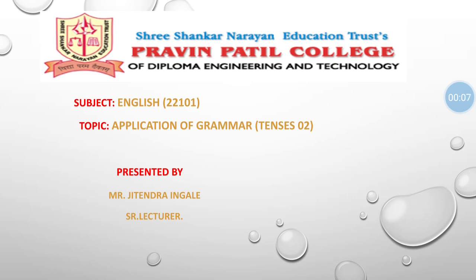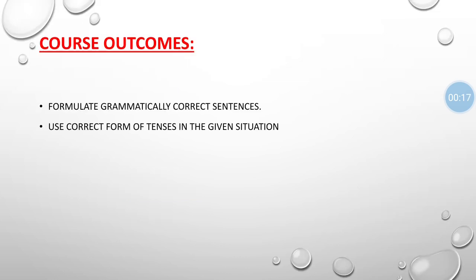Today's topic is application of grammar tenses. In our last video, we discussed the tenses. Course outcomes: form grammatically correct sentences, and students use the correct form of tense in the given situation. These are the learning outcomes students will achieve after watching this video or after completion of this topic.